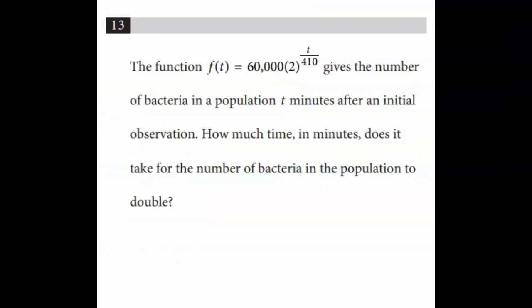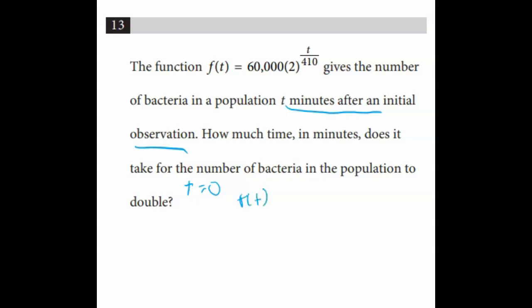Okay, number 13. The function f of t equals 60,000 times 2 to the power of t over 410. This gives us the number of bacteria in a population t minutes after an initial observation, so that's what t stands for. How much time in minutes does it take for the number of bacteria in the population to double? So what we want to do is double the initial population. Well, we got to find the initial population. So the initial population is always going to be when t equals 0, because that's going to be before any minutes have elapsed. So let's plug that into the equation.